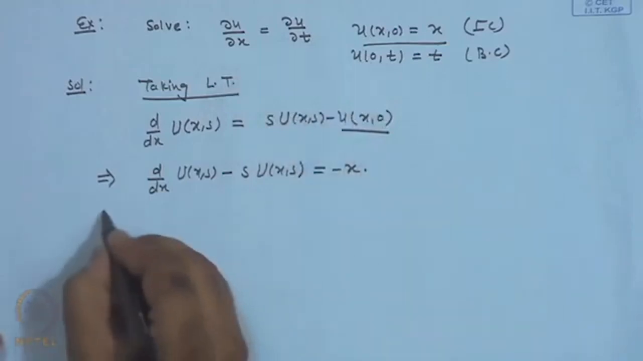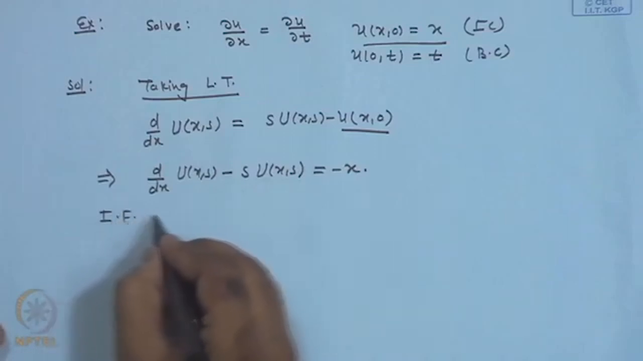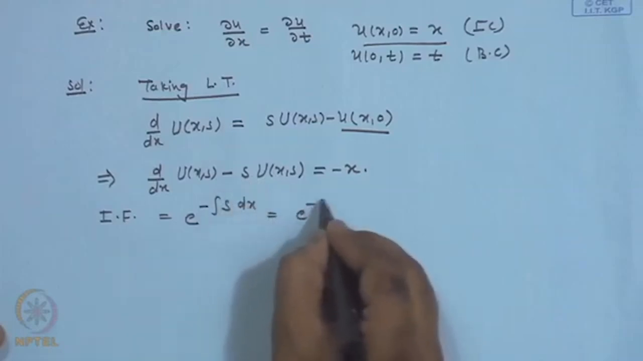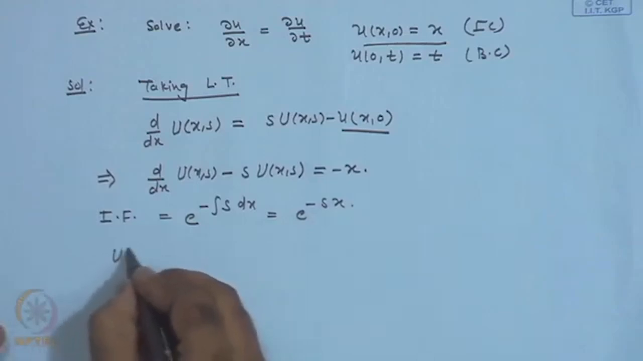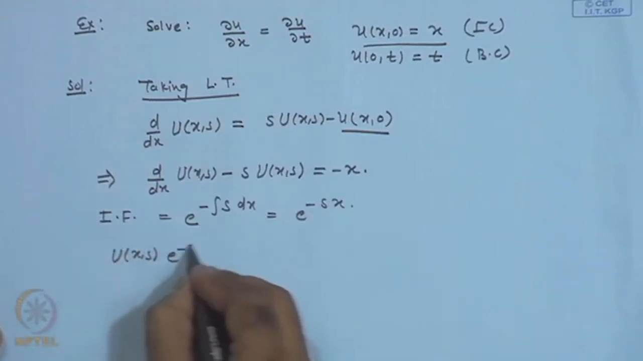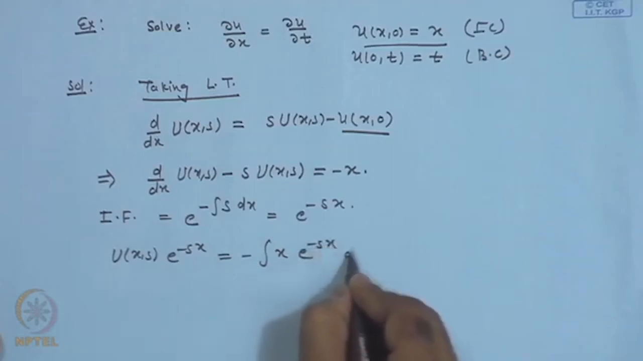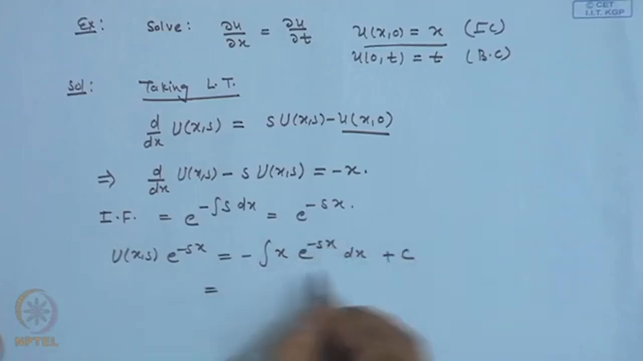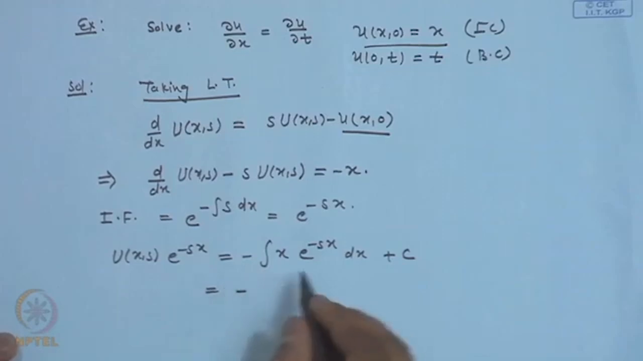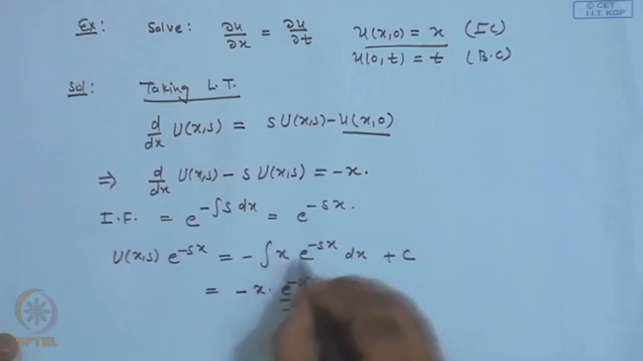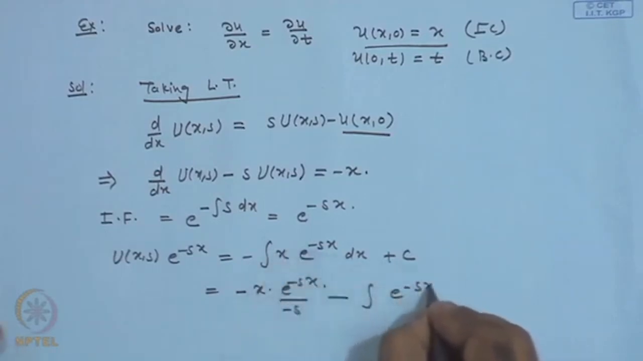So, this is minus x, and then we can solve this linear differential equation, and the integrating factor is e to the power of minus integral of s dx. So, it is e to the power minus s x, and therefore the solution would be U(x, s) e^(-sx) equals, on the right hand side, x times the integrating factor, integrated, plus a constant. We can apply the integration by parts technique. So, we have minus x times e^(-sx) over minus s, and minus the differentiation of x, which is 1, times e^(-sx) over s.